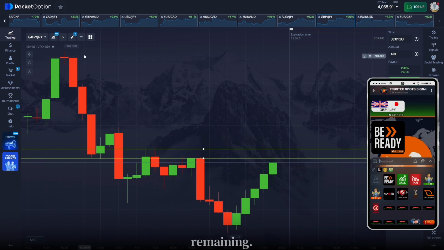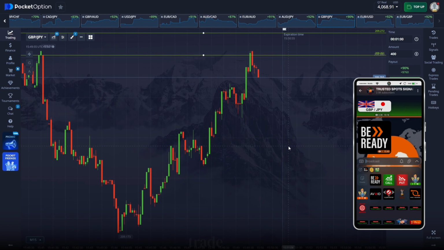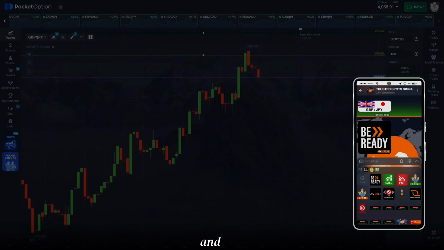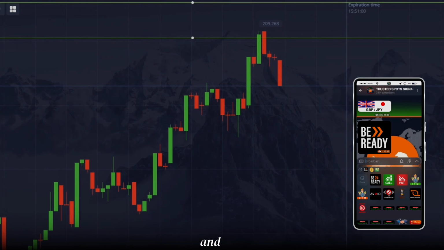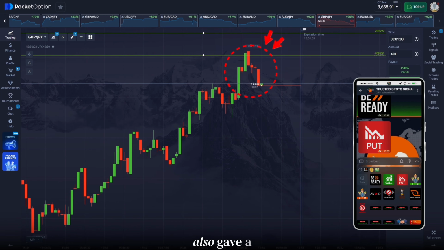The last 10 seconds are remaining. I'm opening my 5-second chart because I will instantly place a trade with confirmation. Yes, that's the confirmation. The price also gave a strong bearish reversal pattern.